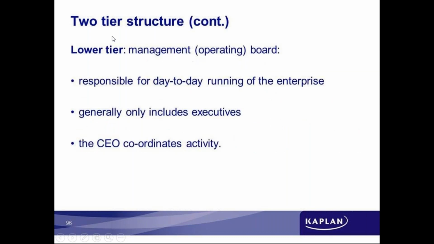So the lower tier in a two-tier structure, the management board, is responsible for the day-to-day running of the enterprise. It generally only includes executive directors, and the CEO coordinates activity. So the CEO will make decisions and consult the other executive directors, and then will coordinate activities with the board and the functional heads, that is, departmental heads.